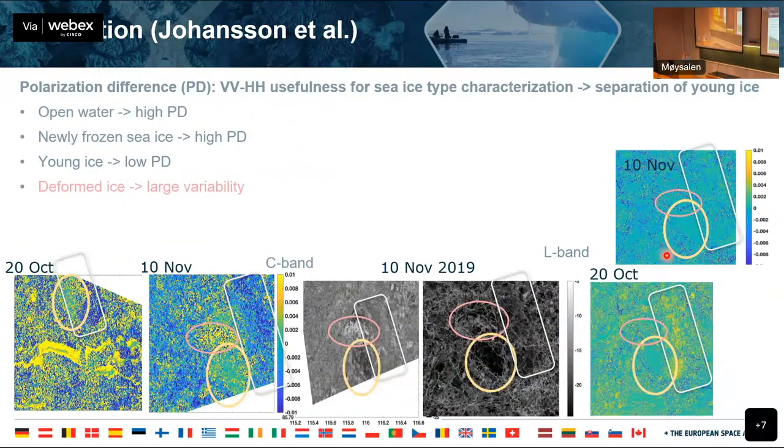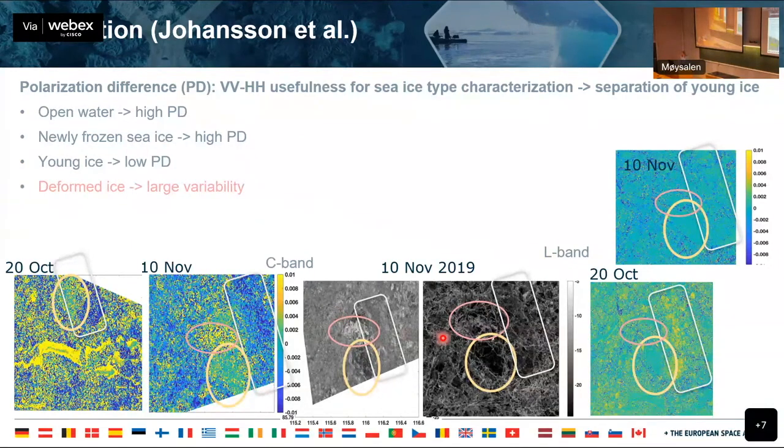But there have also been campaigns where we had fully polarimetric data, where we can then start using slightly different polarimetric features, such as the polarization difference. And this one has tried to address one of those nemeses, the young ice or the new ice. The polarization difference changes quite a lot depending on the ice thickness or the ice type. It is quite different between the open water and the young ice, so we go from very high values to very low values. And then for the deformed ice, we have a large variability.